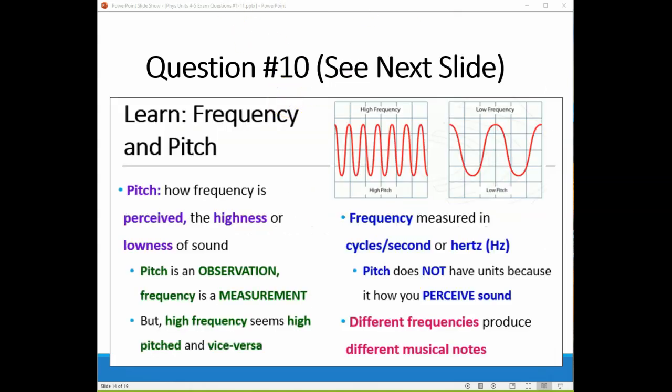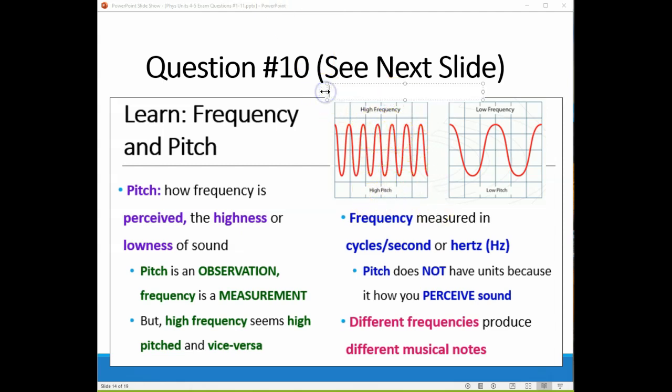All right, question number 10 is asking about frequency and amplitude, frequency related to pitch, and amplitude related to loudness. So remember that frequency and pitch are directly related to each other. Frequency is how many cycles there are in a second, or your hertz. Pitch, on the other hand, is how you observe that frequency, right? So pitch is an observation, frequency is a measurement, but they are related to each other. Things that are high frequency also sound high pitched.